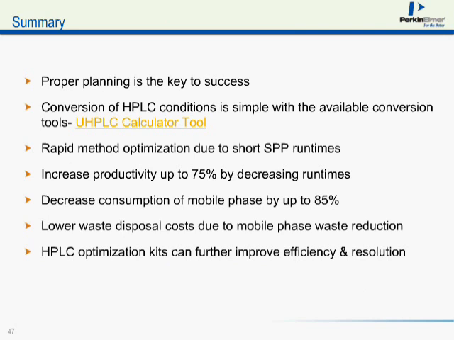And remember that the key here is that you can increase your productivity by 75% or more by decreasing your run times. You're going to decrease the consumption of your mobile phases as well on a per sample basis, because you're usually going to use slightly lower flow rates and shorter run times, and you'll also lower your disposal costs.